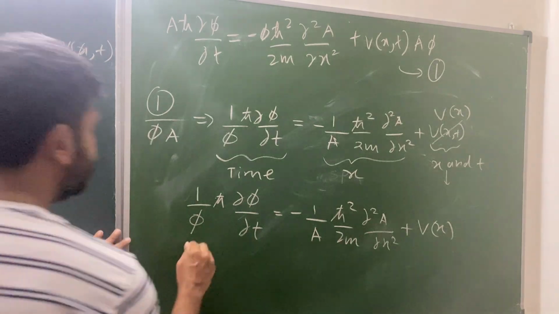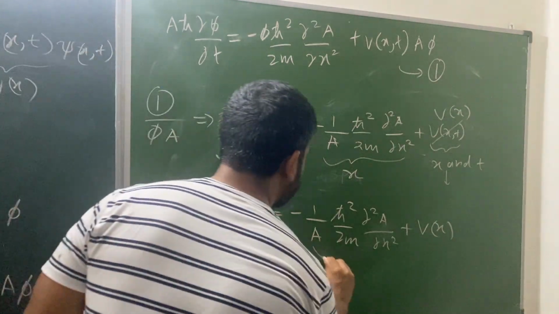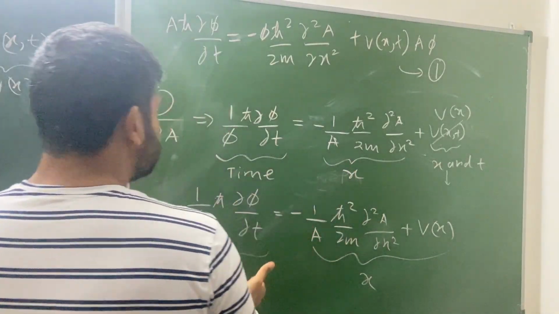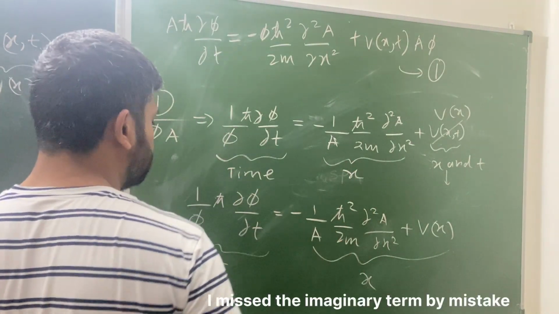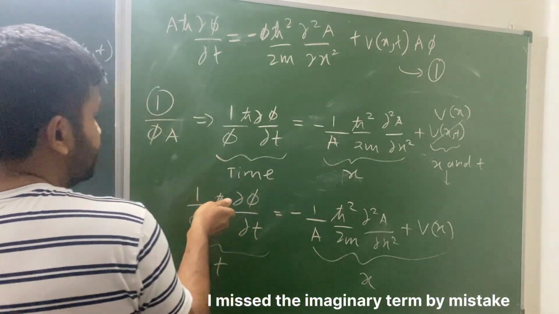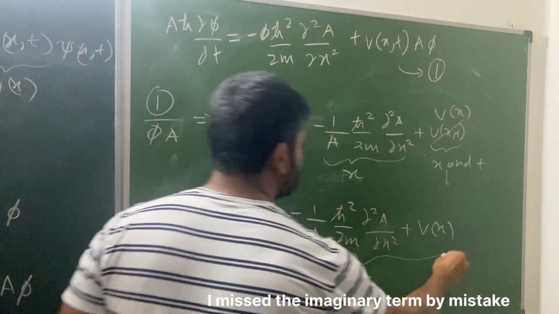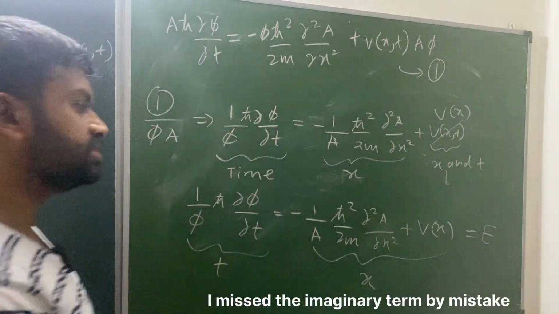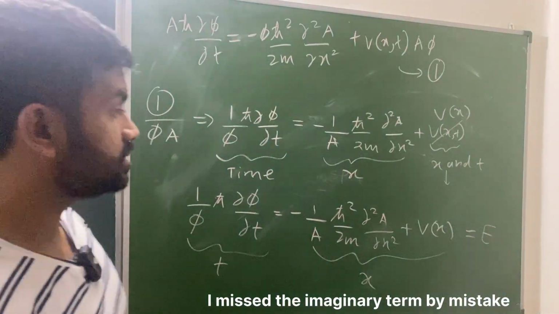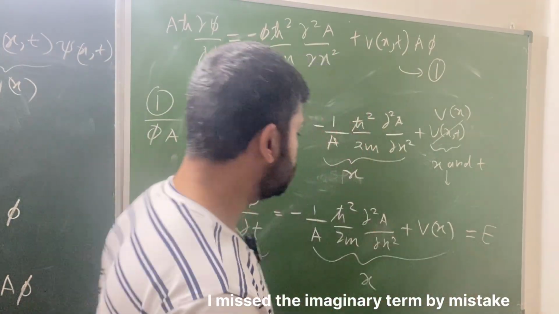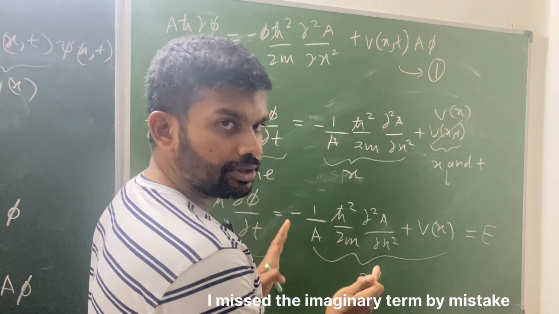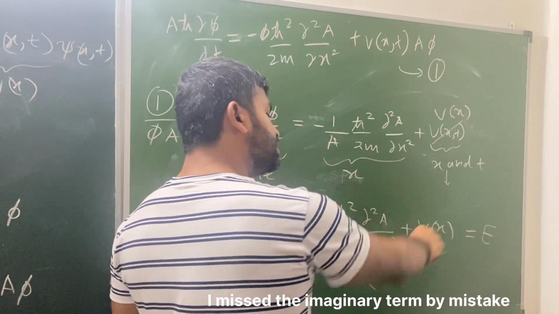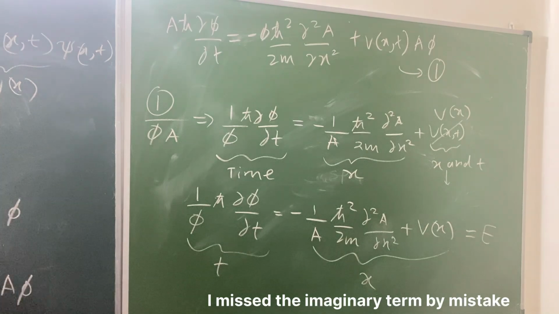And now this side depends only on time and this side depends only on x. You can't get two equal expressions unless these two sides are equal to one ultimate constant, and we recognize that constant to be energy, guys, because we know that this is the Hamiltonian at the end of the day. We are dealing with the Hamiltonian here, so that is something equivalent to energy.